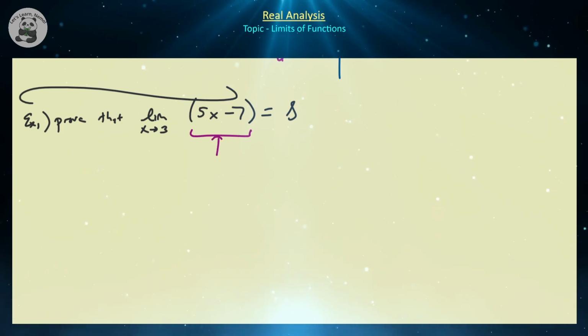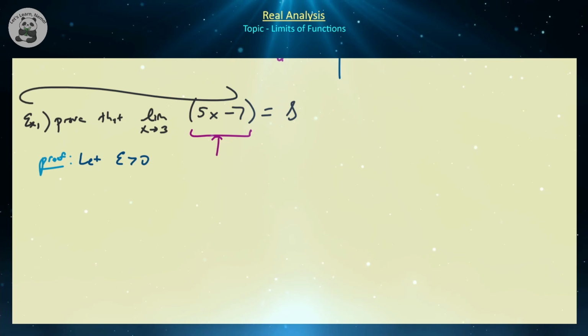Because it's possible that this function is not even defined at x equal to 3, but it's still possible that the limit still exists, right? So being able to prove via the epsilon-delta definition of limits does have its strengths. So how are we going to prove that the limit is equal to 5 times 3 minus 7? As we did with sequence limit proofs, we're going to begin by letting epsilon be greater than 0.